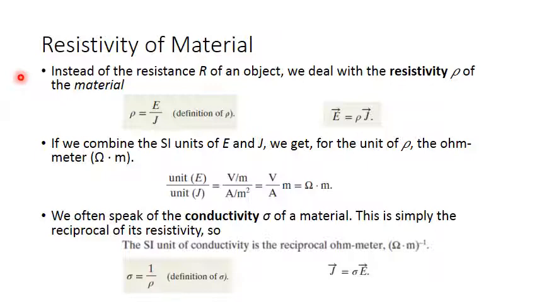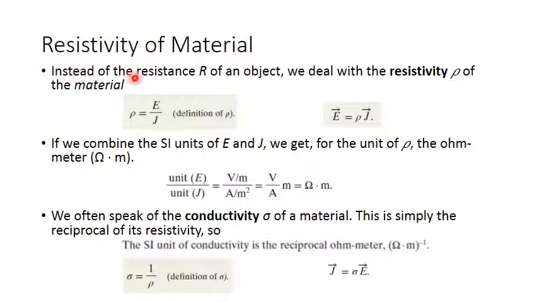Resistivity of material. We have seen in the last video that if we have two equal samples of the same material, but we applied the electric potential on these two samples in different ways, we obtained different resistances. So in this case, the resistance depends on the material and the geometry.